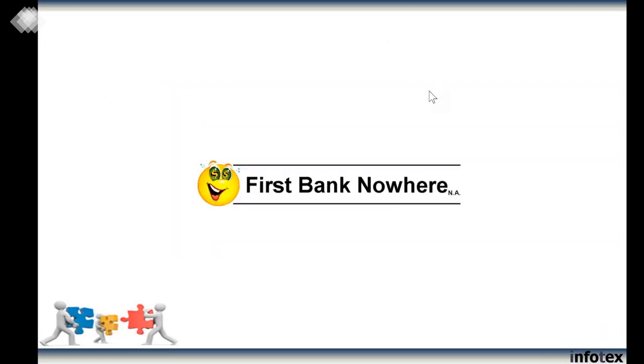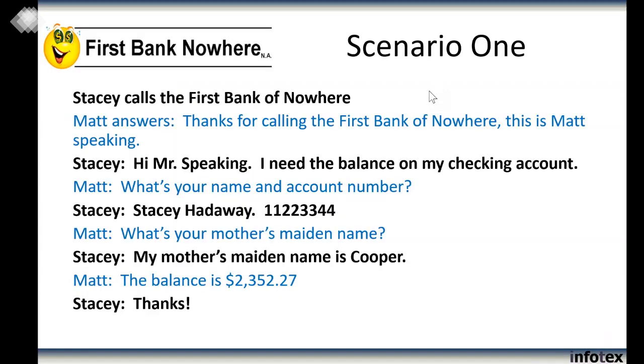And so the other thing to know is whenever we use a fake bank at InfoTex, we use the First Bank of Nowhere. And so we're going to be pretending like Matt works at the First Bank of Nowhere. And then we just want Matt and Stacy to read these scenes. And this is really as simple as it can be. Again, I wouldn't want you to read scenes 1 through 3 because this is how not to ask out of wallet questions. But once we get to scene 4 and 5, I think you'll see what I mean. So Stacy, are you ready? Yes, I am. Okay, you can go ahead and get started. Okay, great. Stacy calls the First Bank of Nowhere.